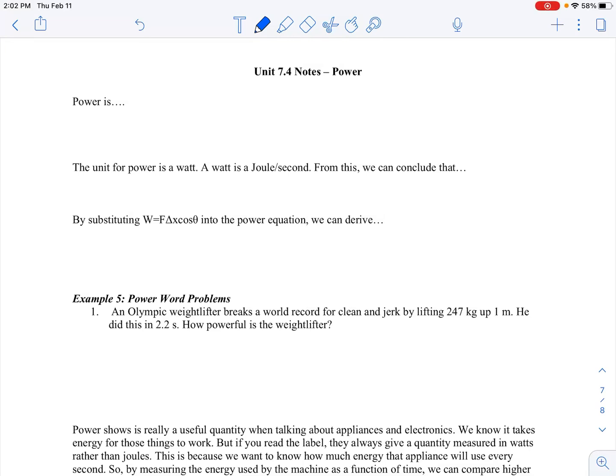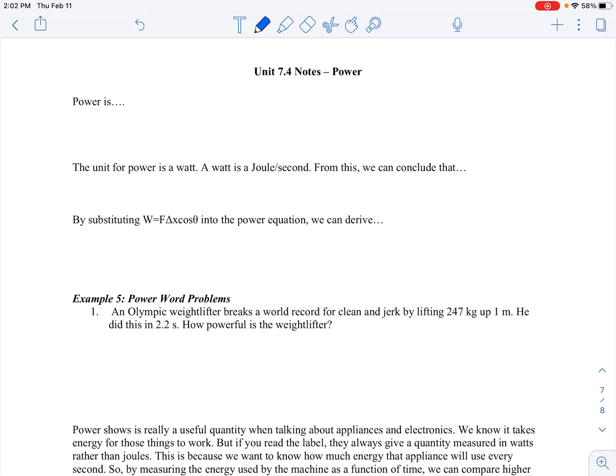Here are the notes for section 7.4, power. In this section, we're going to talk about two specific applications of power: human power, or the power of a machine, whether it's a biological or an actual machine. And then we're also going to talk about electric power and applications in the household.